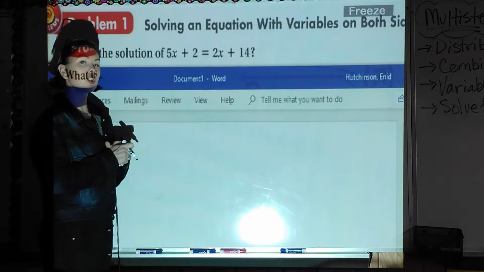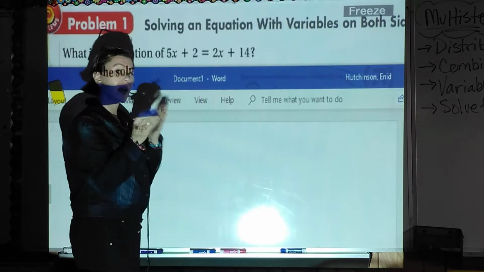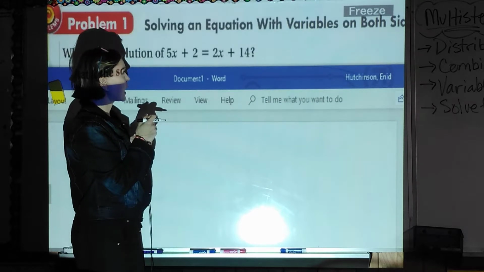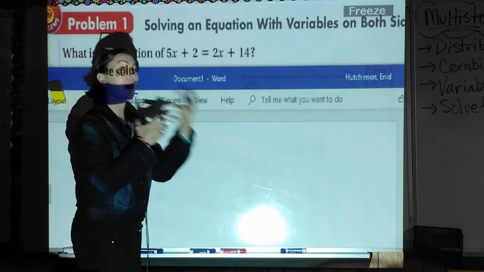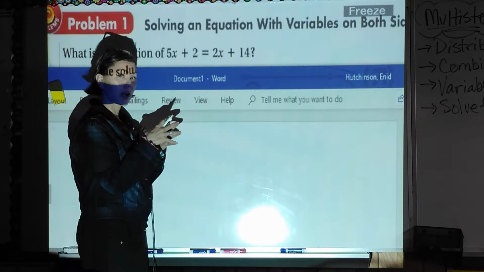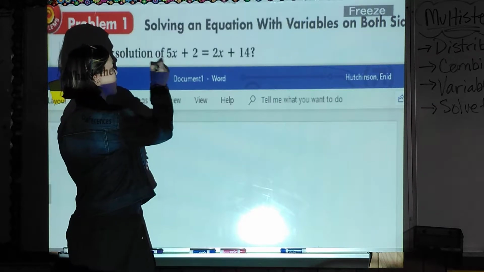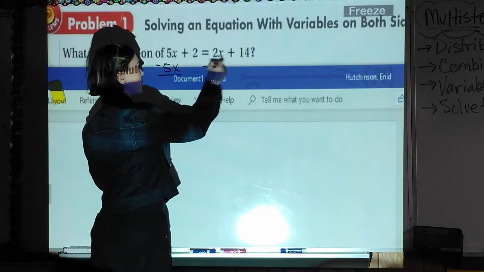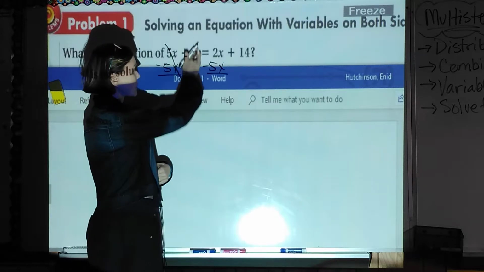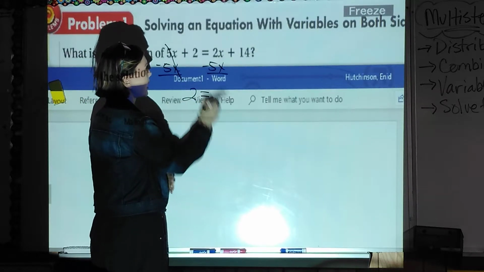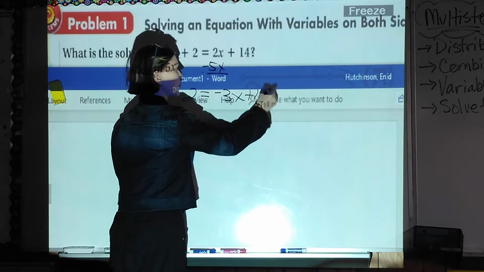Supposing you're looking at this and say, oh, there are variables on both sides of this equal sign. We can't have that. So I'm going to subtract 5x from both sides, because I have to do the opposite of what I was given, right? What's the opposite of a positive 5x? That would be negative 5x. So we subtract 5x from both sides. The 5x's cancel here, and let's bring down our 2. So we have 2, and then 2 minus 5 is a negative 3x plus 14.